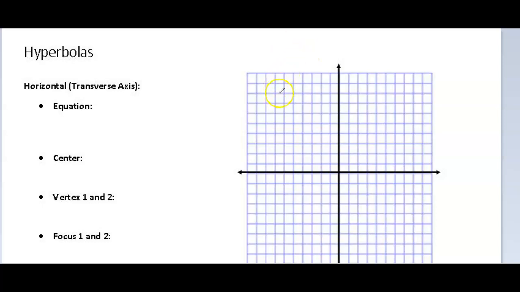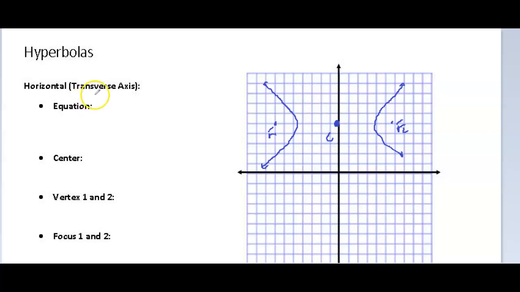Hyperbolas. Hyperbolas are a set of two curves. Now, these curves have some specific properties. They share two foci, f1 and f2, and a center that is directly between both curves.